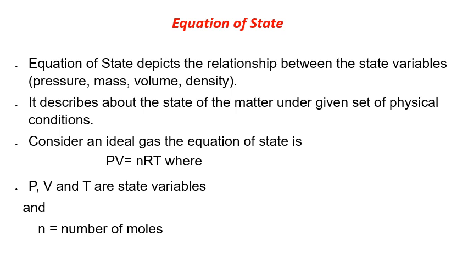Equation of state. The equation of state depicts the relation between the state variables, that is, between pressure, mass, volume, density, and it describes the state of matter under a given set of physical conditions. For an ideal gas, the equation of state is PV = nRT, where P, V and T are the state variables and n denotes the number of moles.